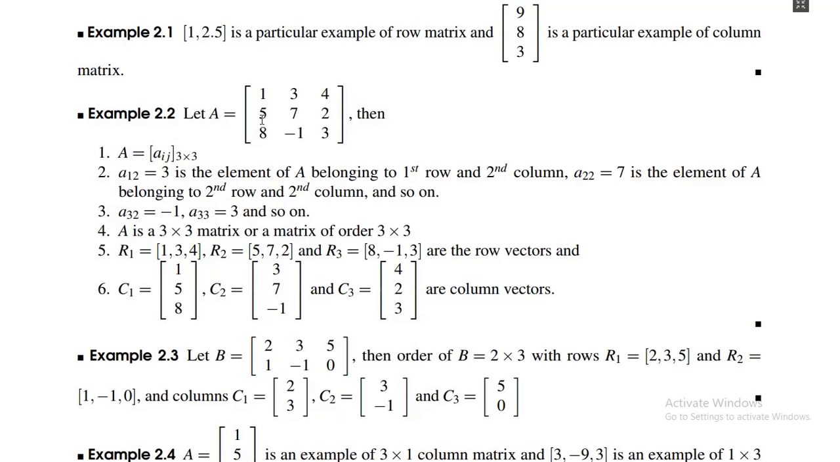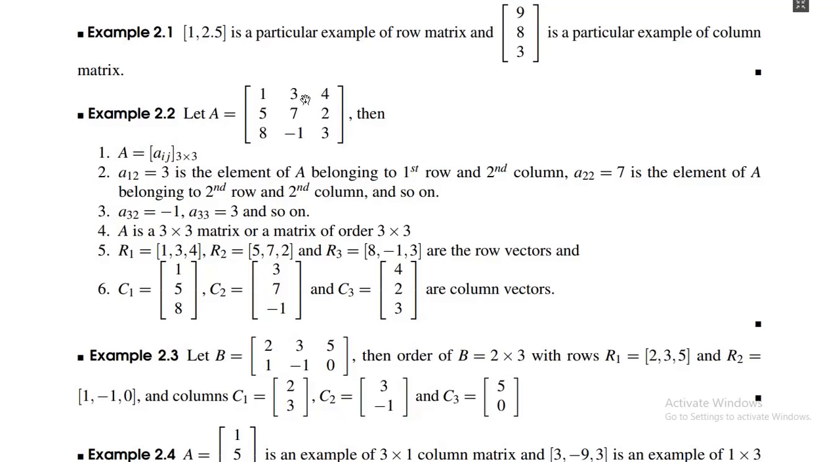Example: let A be the matrix with entries 1, 3, 4, 5, 7, 2, 8, minus 1, 3. Then this matrix, whose entries are Aij, has the entries 1, 3, 4, 5, 7, 2, 8, minus 1, 3. These are expressed as or represented by Aij. Now this matrix A has order 3 by 3.